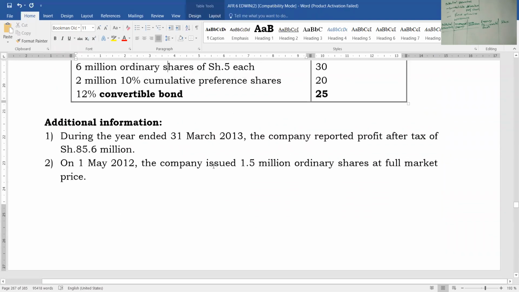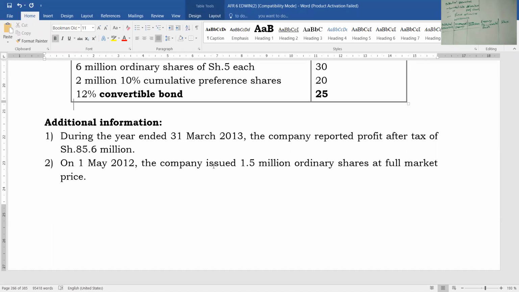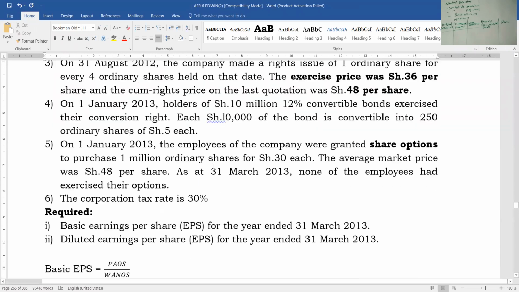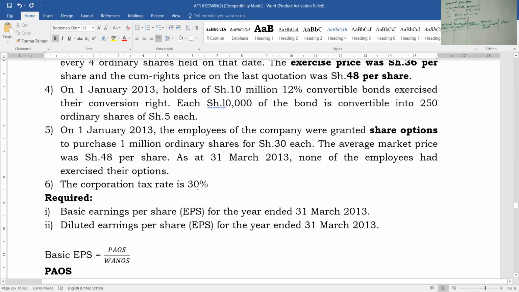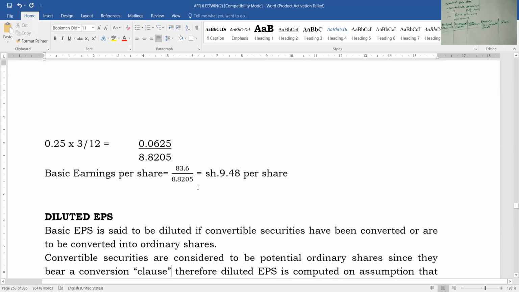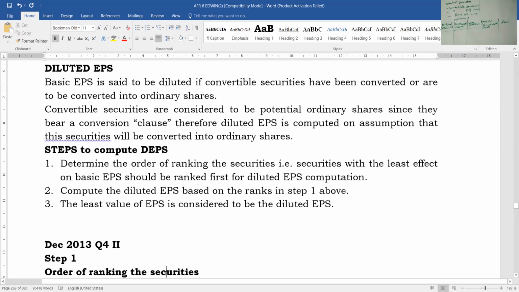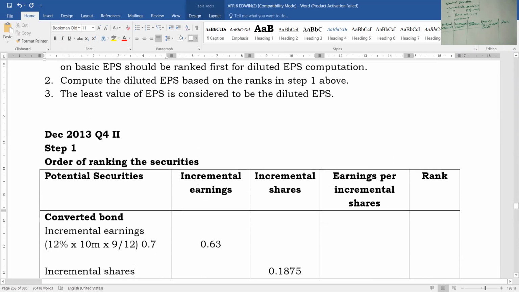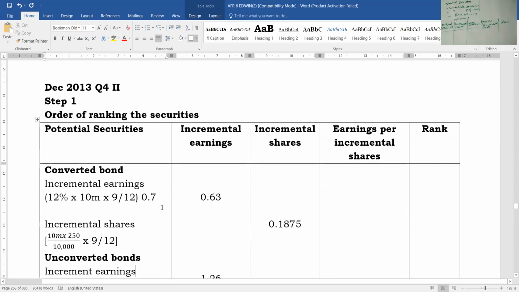Then another thing, even before we continue: when there is a security on which the entity needs to pay interest, and it will not pay that interest, you have to apply something called the tax shield to the earnings on that security, which is 1 minus T, where T is tax. That's why the examiner gave you the 30%, the corporation tax rate of 30%. For the first thing, let's start with the bond, the 25. But remember, out of the 25, 10 was converted. So 15 was unconverted. But remember, under diluted, you deal with both, likely or unlikely to be converted. That is why I first started with the one which is converted.